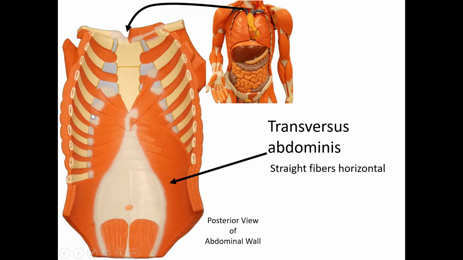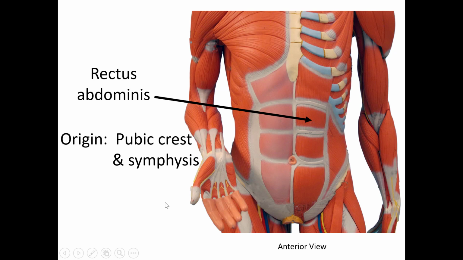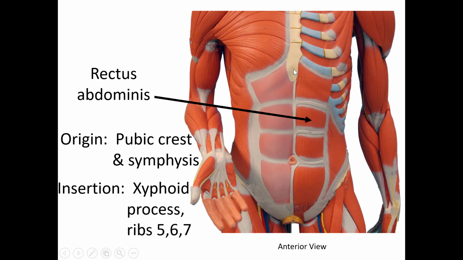To see the transversus abdominis, you've got to remove the front of the model and flip it over. This means you're looking at the inside of the abdominal wall. And here you can see those transverse fibers running across the abdomen. Right here, this is the rectus abdominis coming through the aponeurosis wall. The rectus abdominis originates on the pubic crest and the pubic symphysis and inserts on the xiphoid process and the last few ribs, the 5, 6, and 7 rib.